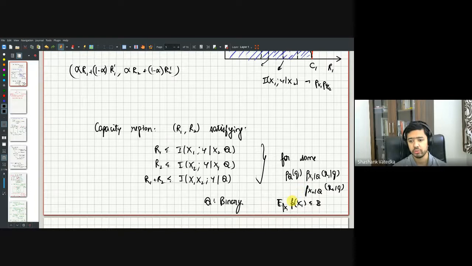So whenever you have a cost constraint that beta of X1 should be less than or equal to b, then you compute all of these mutual information terms under the constraint that P of X1 satisfies beta of X1 less than or equal to b in expectation. So this way, let's see an example.